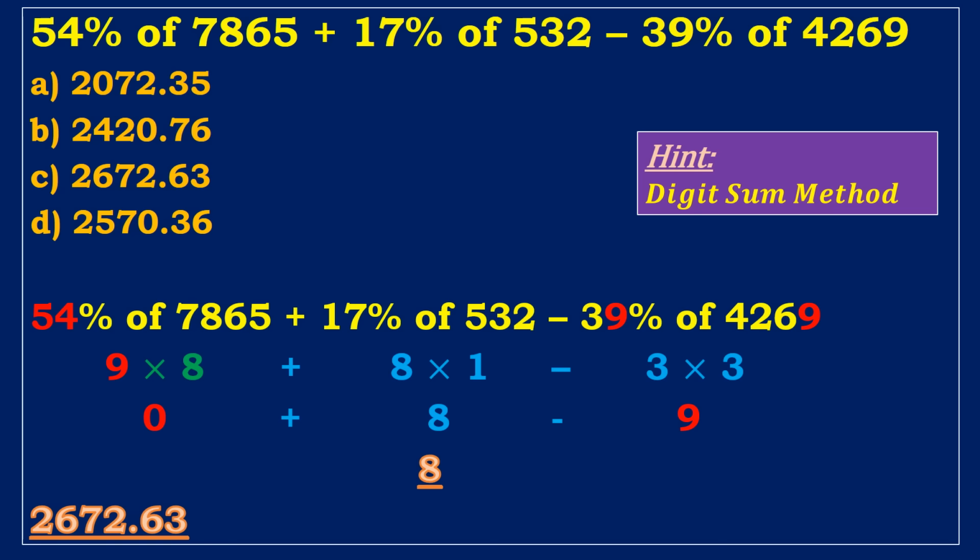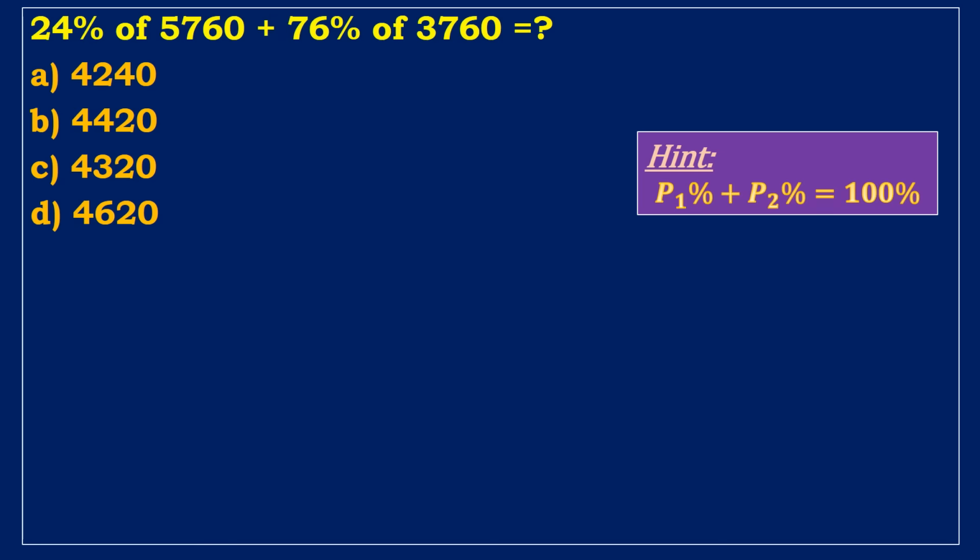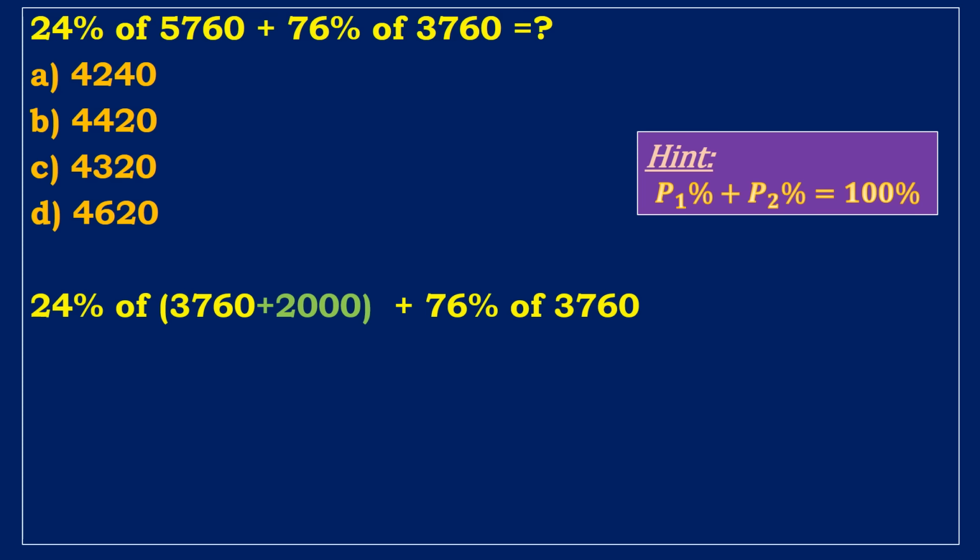The 9th method in percentage concepts in simplification is: if the sum of P1% plus P2% is 100%. Simplify the equation 24% of 5,760 plus 76% of 3,760. The number 5,760 is split into 3,760 plus 2,000. The sum of 24% and 76% is 100%. We know that 100% of the given value is the value itself.